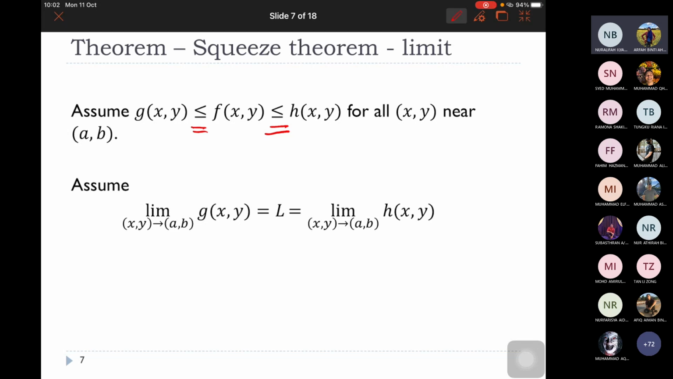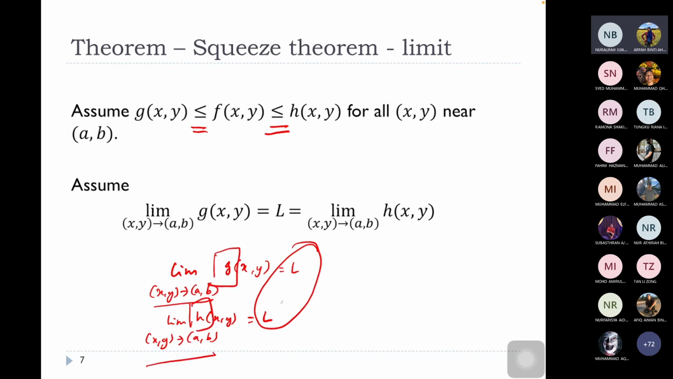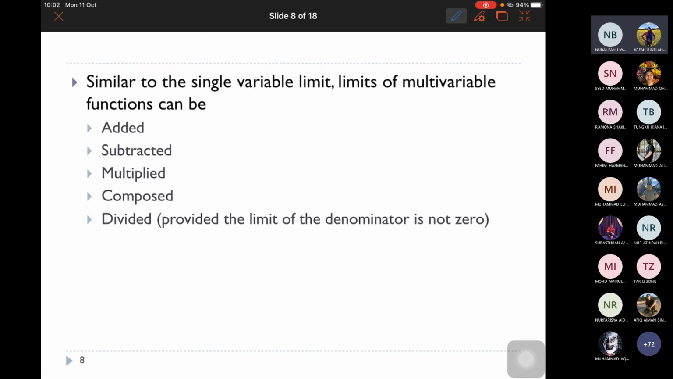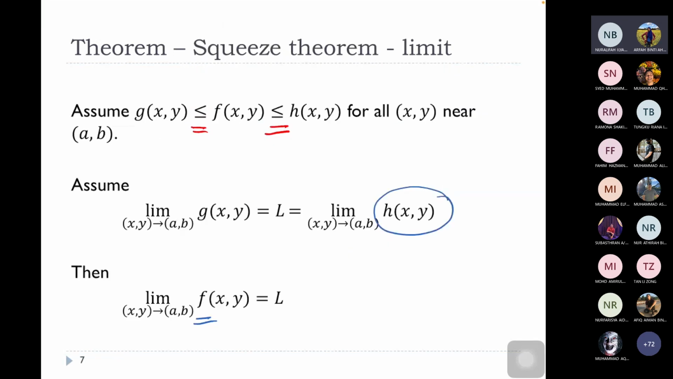Meaning that in this case, the limit as (x,y) approaches (a,b) of g(x,y) equals L, and the limit as (x,y) approaches (a,b) of h(x,y) equals L. Okay, so these two values are the same, even though the functions are different. So in this case, the Squeeze theorem will give you that the limit of f(x,y) equals L, because the value is the same for both functions. So the result is the same.